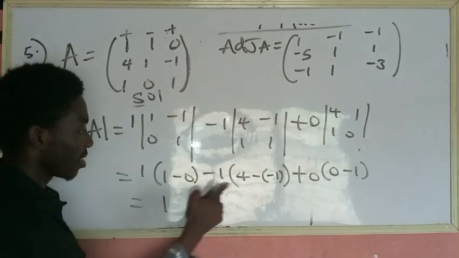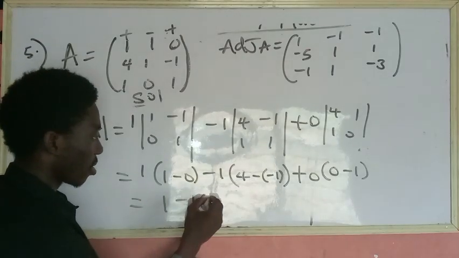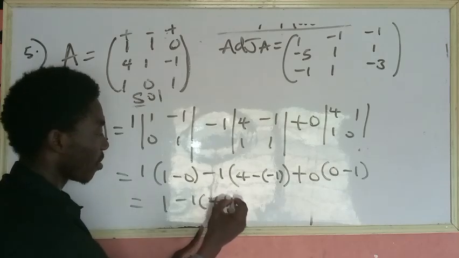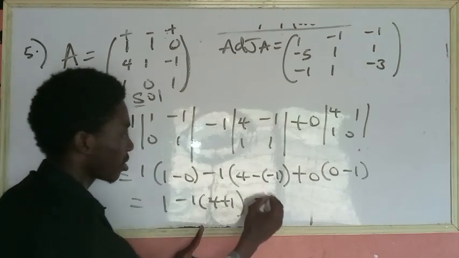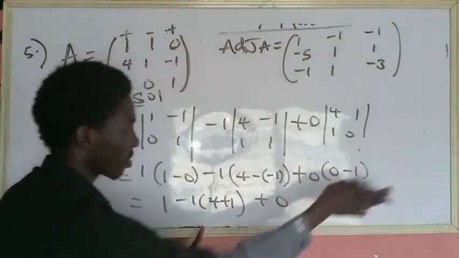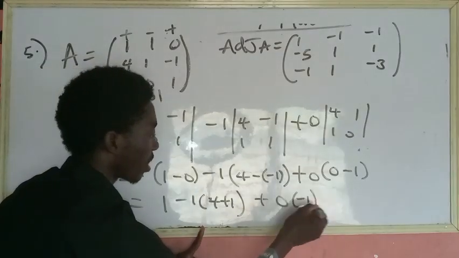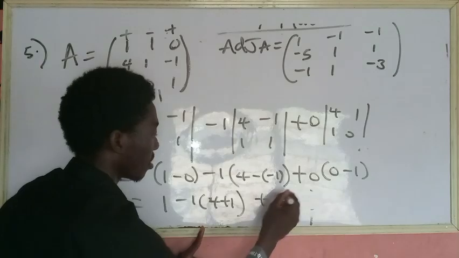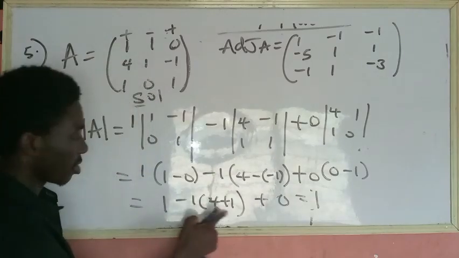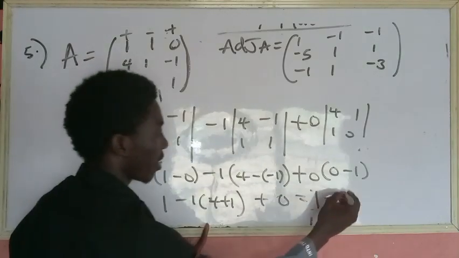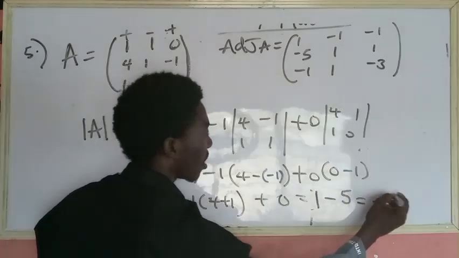This gives me 1 minus 0 is 1. Times 1 is 1. This one gives us a 4 plus 1, right? And this one gives us 0. Because 0 minus 1 is 0. That is minus 1. That is 0. Everything gives us 0. So this is a 1. It's a 5 minus 5. And that is a minus 4.